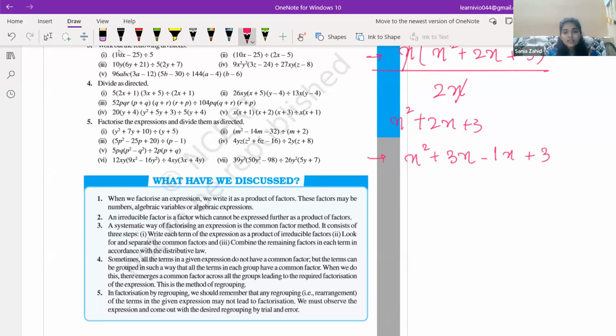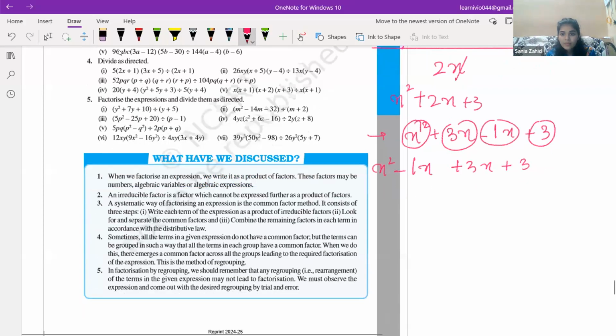Okay, what you can do is, see, if I take these two numbers as common and these two numbers as common, my sign won't be same. So I'll get a different answer. My answer won't be correct. What can I do? I can pair x square and minus 1x, and I can pair 3x and plus 3. Okay, now what do I get? x as common, x square minus x minus 1 I get. 3 as common, x plus 1.